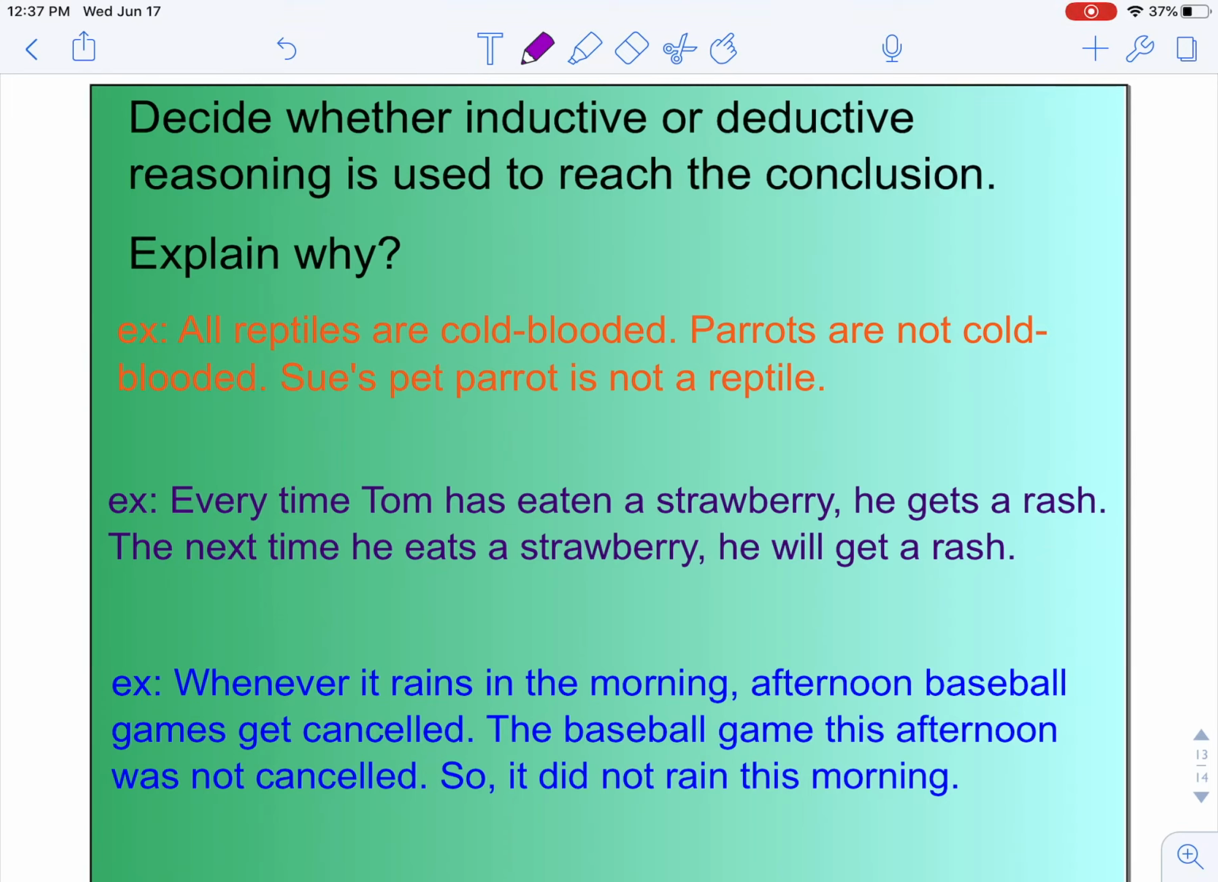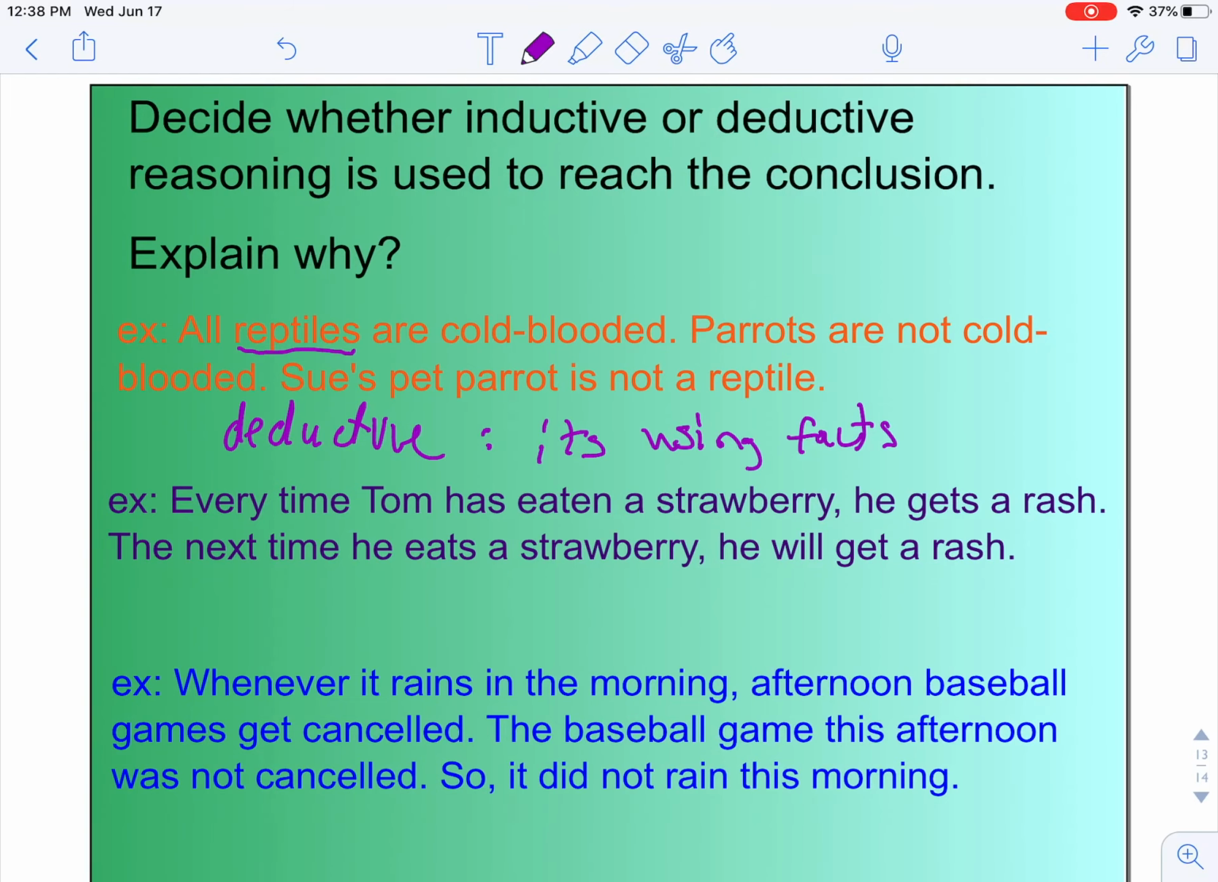So if you look at the first example, all reptiles are cold-blooded. Parrots are not cold-blooded. Sue's pet parrot is not a reptile. So what are we using? Well, we're using facts about reptiles. This is a fact. Reptiles are cold-blooded. This is a fact. Parrots are not cold-blooded. So Sue's pet parrot is not cold-blooded, so it's not a reptile. So this is using deductive reasoning because it's using facts.